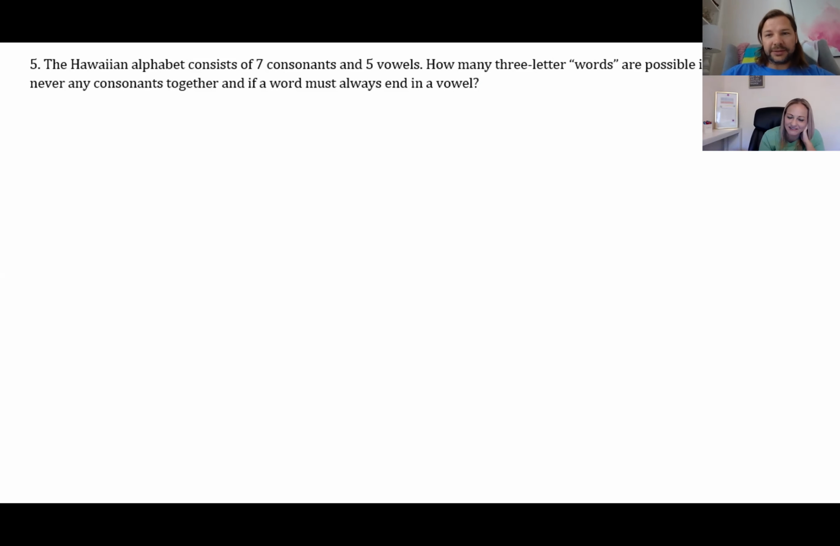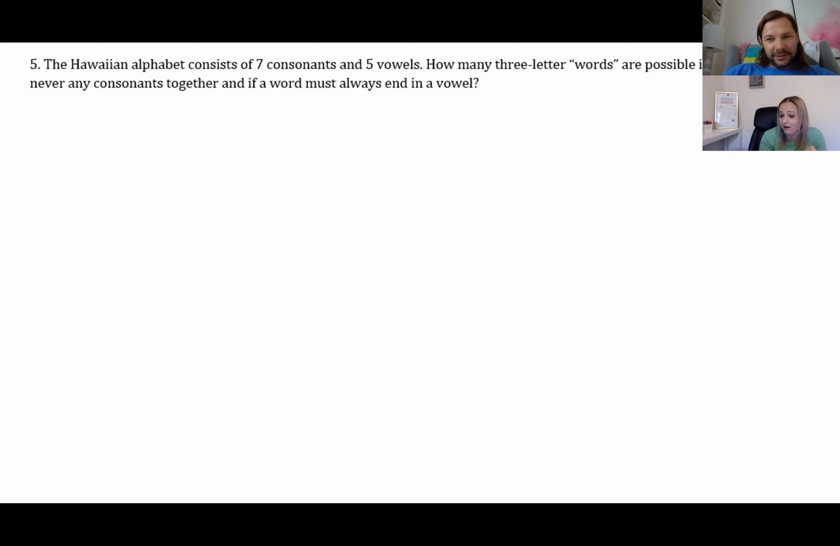Yeah, it doesn't actually have to be a word. Right. If there are never any consonants together and if a word must always end in a vowel. So we always end with the vowel. So the vowels, there's going to be 5 options at the end, right? And there are never any consonants together. So that means that the consonant either goes at the beginning or in the middle, right?